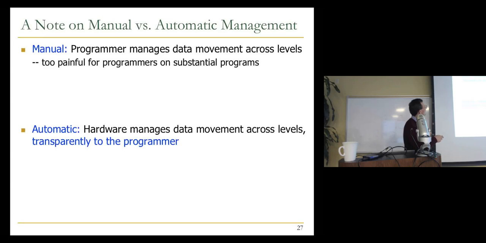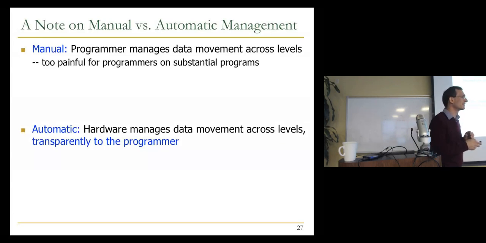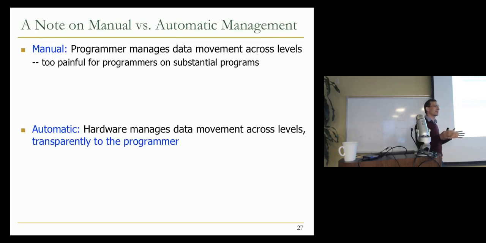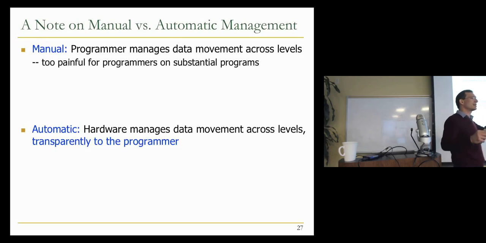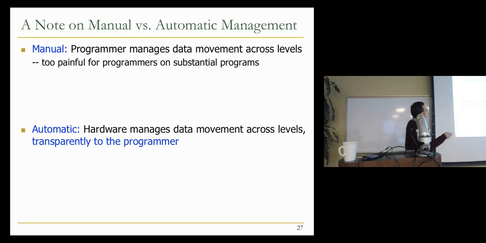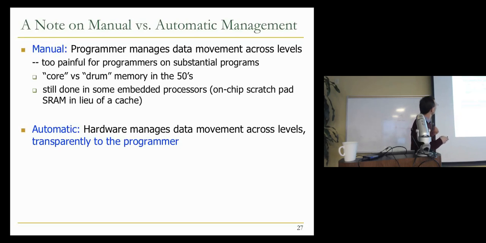Usually, this is too painful for programmers on substantial programs, unless you're an expert programmer. Because remember, the programmer doesn't even have enough time to code correctly. If you ask him or her to manage the data, then they need to know the details of the pipeline. So compilers can do this more effectively as long as they can determine what data has spatial locality as well as temporal locality. And that turns out to be a difficult problem for the compilers as well, for substantial programs.